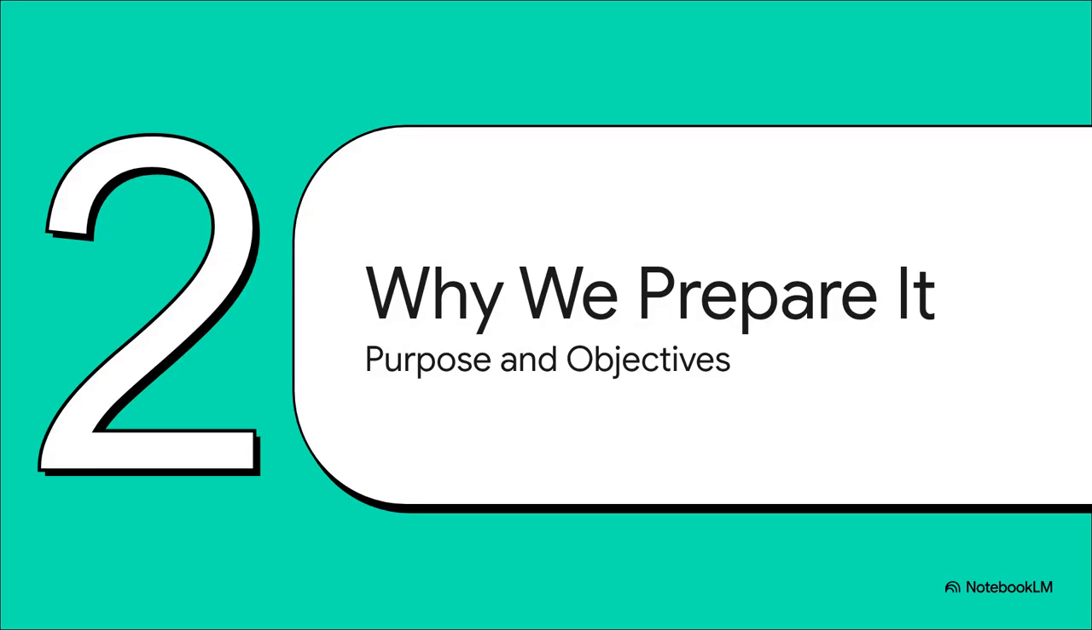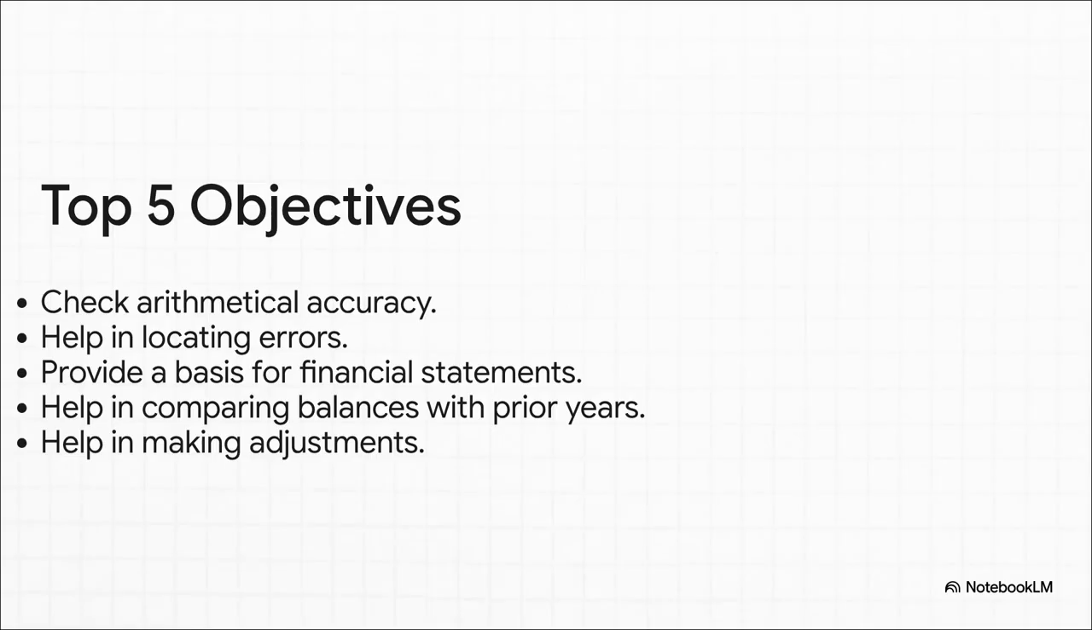Okay, so let's move on to the why. Why do accountants bother with this? Understanding its purpose is going to be key to answering any questions about why it's so important. So here are the 5 main reasons. But the number one reason, the one you absolutely have to remember, is that first one, to check the arithmetical accuracy. Of course, if the totals don't match, it's a huge red flag that helps us find our mistakes.